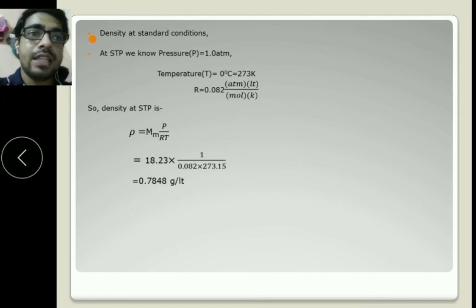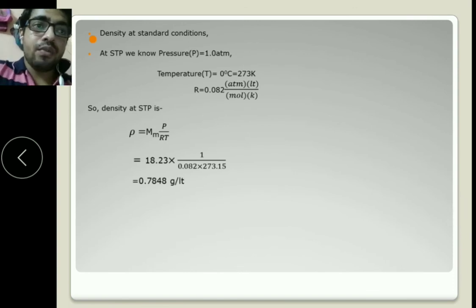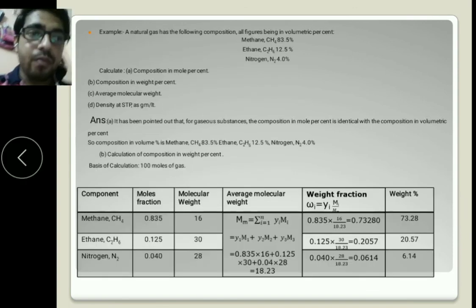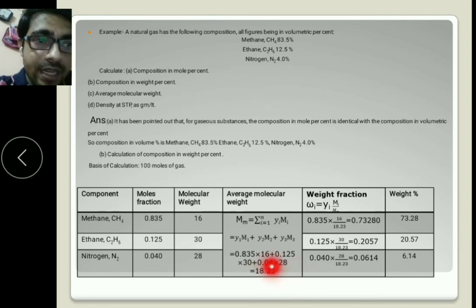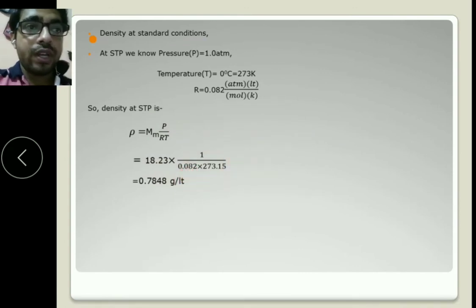And this formula, rho equals P mm by RT, we know, and the value of mm we found here is 18.23. So P equals 1, R equals 0.082 and T equals 273.15, and I found here rho is equal to 0.7848 gram per liter.